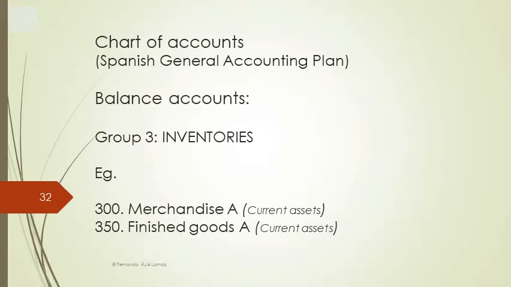Here we have two examples of inventories accounts within Group 3. 300 merchandises, which are inventories in a trading company, and 350 finished goods, the final output in a manufacturing company. Both are current assets, since they will be derecognized when they are sold before the business cycle terminates.